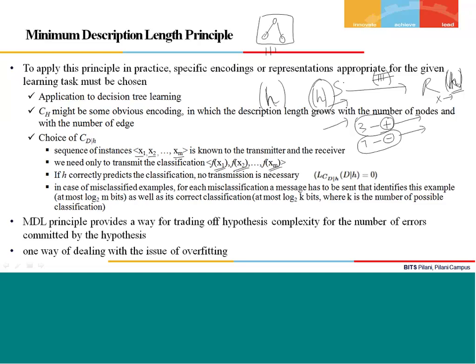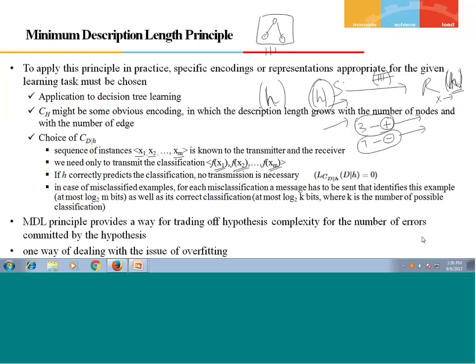So this is a trade-off, and the trade-off is that you want to optimize this expression, and the MDL principle provides a way of trading off hypothesis complexity for the number of errors committed by the hypothesis.